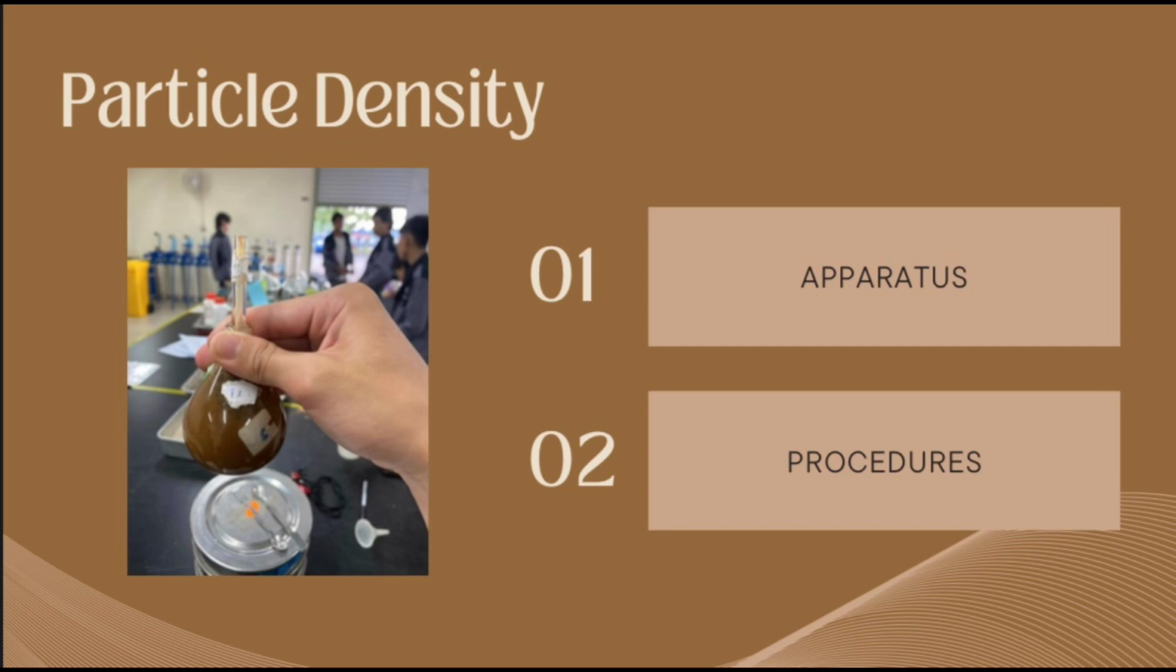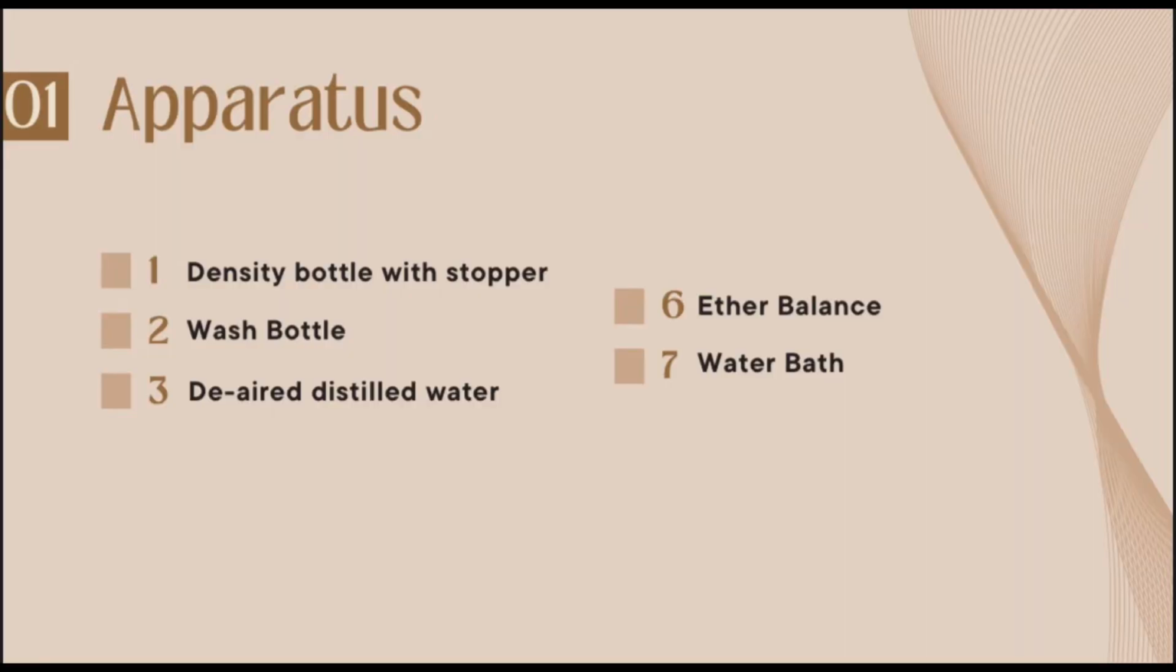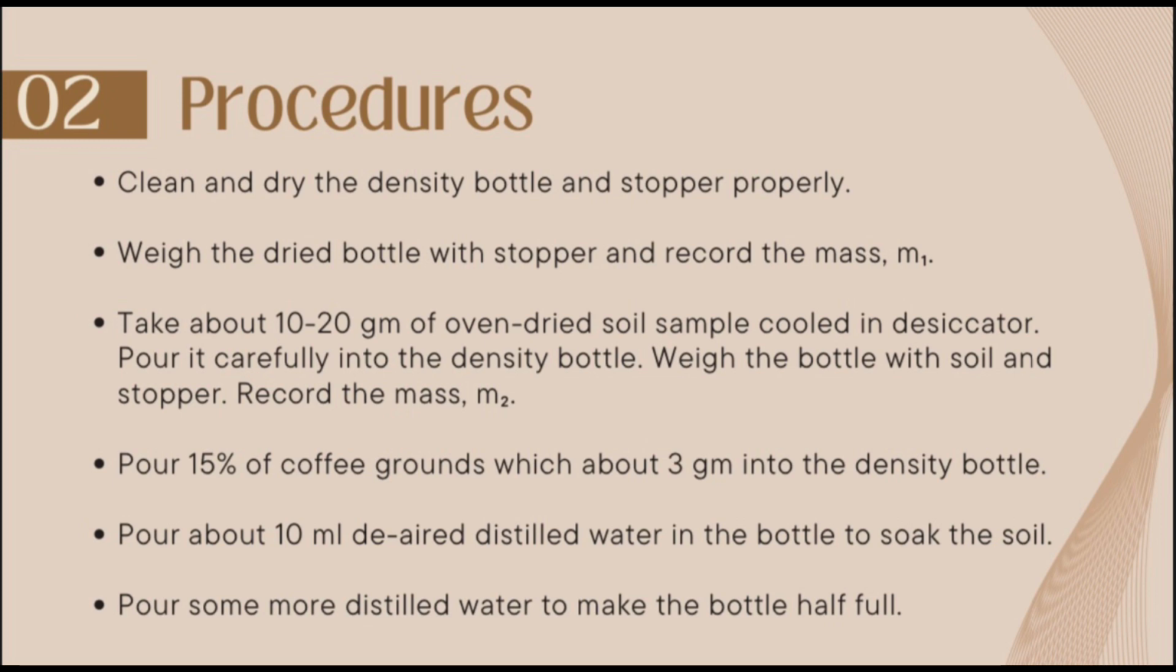The first test that we will do is the particle density test. These are the apparatus needed for the test. The first one is density bottle with stopper, wash bottle, distilled water, air balance, and water bath. There are 12 steps in this experiment that students need to do with full of cautions.